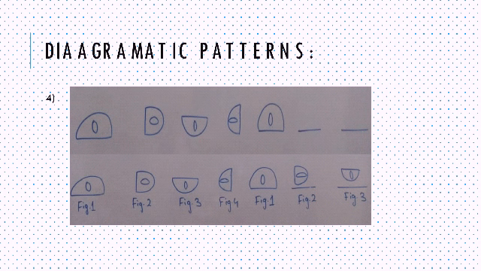So now in the given pattern, after figure number 1, which figure is given? Figure number 2. So draw figure number 2 in the blank. Now after figure number 2, which diagram is given? Figure number 3. So draw figure number 3 in the blank. So that's how we solve it.